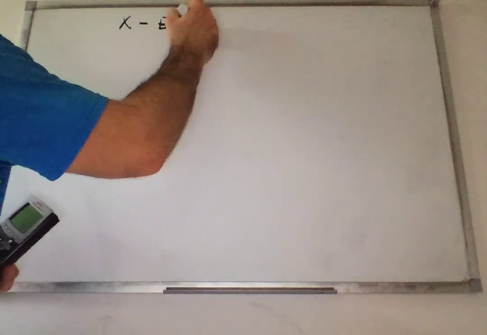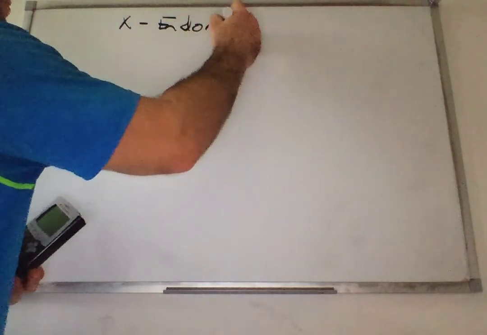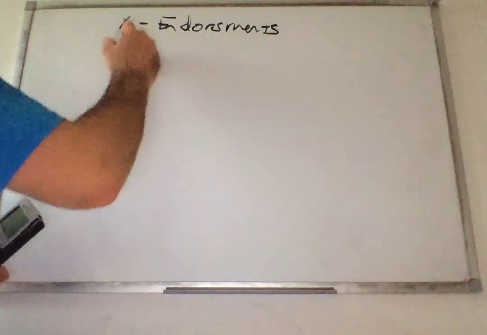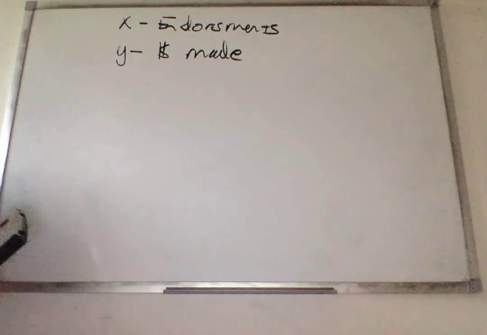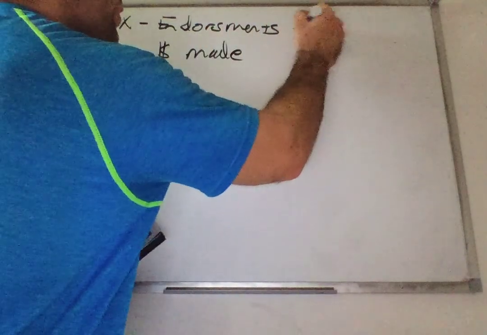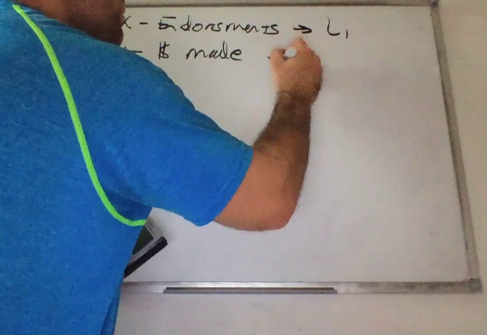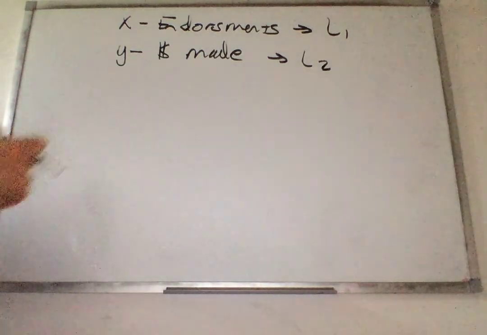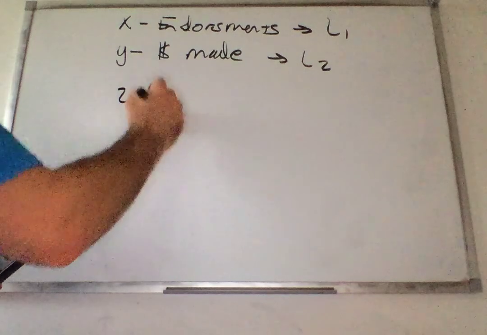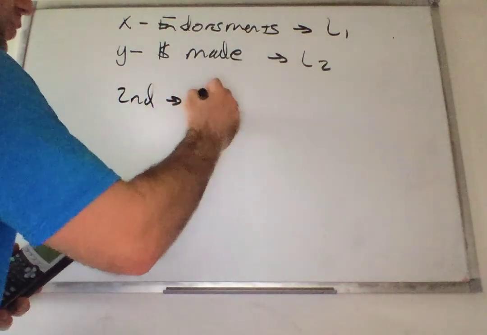So, X is endorsements. Y is money made. This I'm going to put into list 1. This I'm going to put into list 2. And then I'm going to hit the second button, and then I'm going to hit the Y equals button.